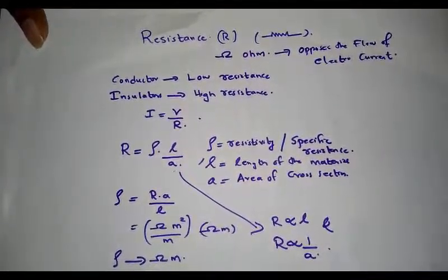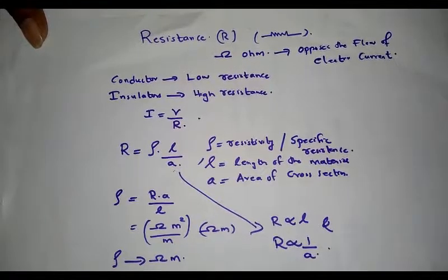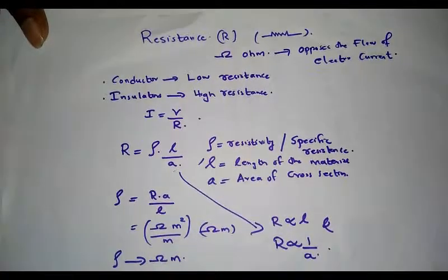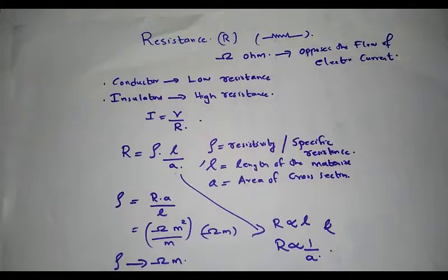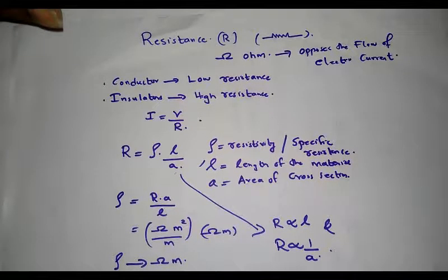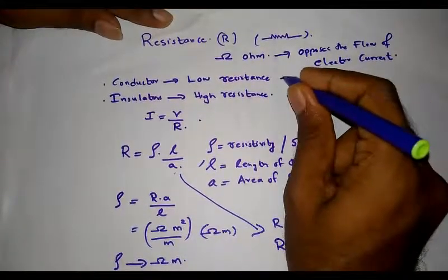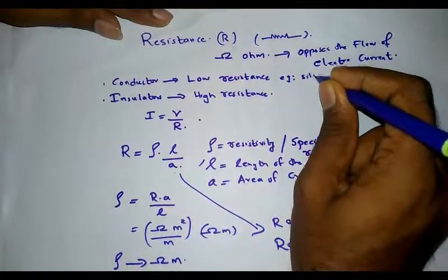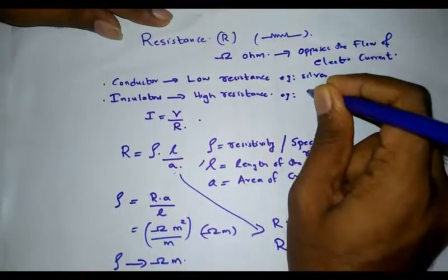Based on resistance, electrical materials are generally classified into two types. First one is conductor and second one is insulator. A conductor is a material having very low electrical resistance, that is, it allows easy passage of electric current through it, whereas insulators are materials having high resistance, and they do not allow easy flow of current. They offer a very high resistance to the flow of electric current. For a conductor, the best example is silver, and an example of an insulator is PVC.